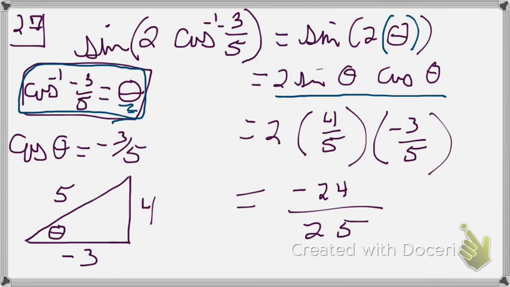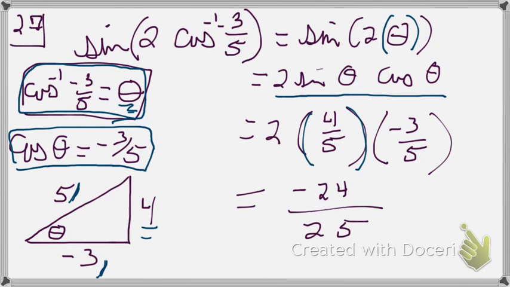But what's theta? I use the fact that cosine theta equals negative 3/5. Right, I just take the cosine of each side here. So that would give me negative 3 over 5, or adjacent over the hypotenuse. That makes the opposite side 4. So the sine is 4/5. The sine of theta times the cosine of theta is 4/5 times negative 3/5, times 2, and that all comes out to negative 24 over 25.